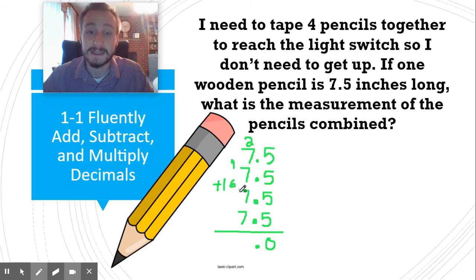What's 16 plus 7? 23. We're getting a little bit bigger. And then what's 23 plus 7? 30. So you write a 0 and a 3. So using repeated addition, where we just added 7.5 plus 7.5 plus 7.5 plus 7.5, gave us 30 inches.